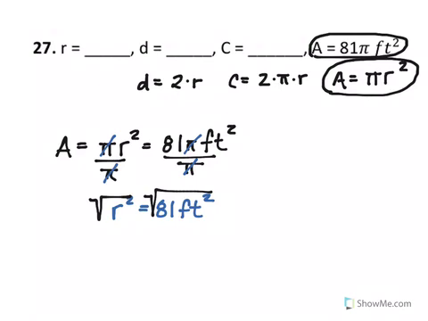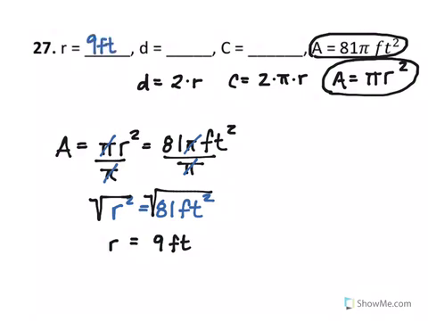So the square root of r squared is going to be r, or the radius. The square root of 81 is 9. And the square root of feet squared is simply feet. So my radius is 9 feet. So I can fill that in here at the top.